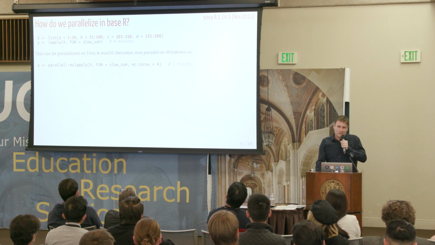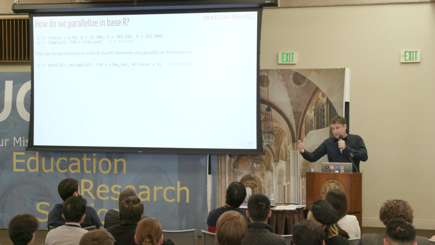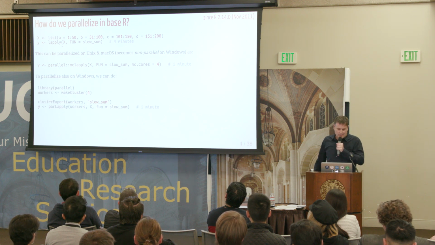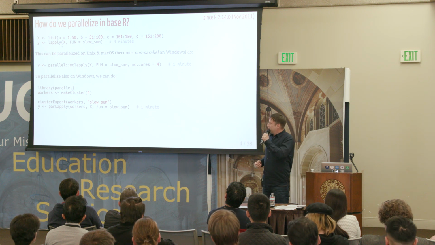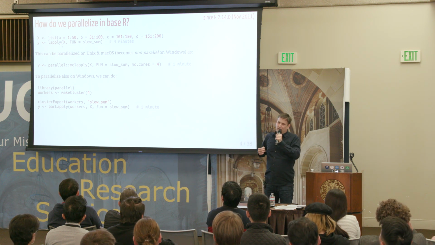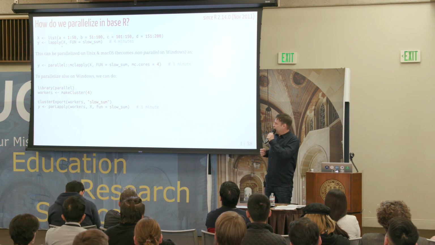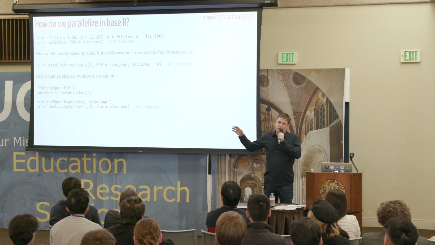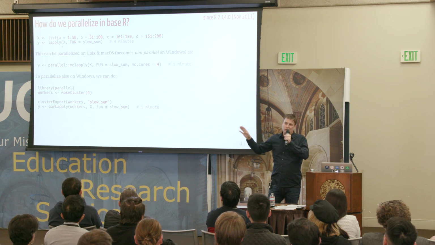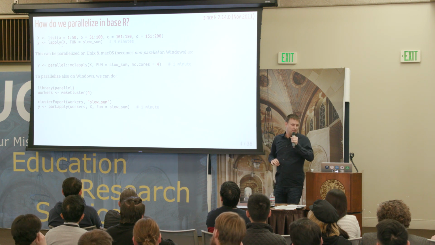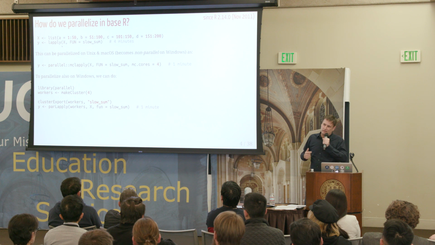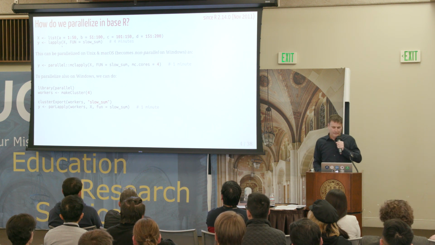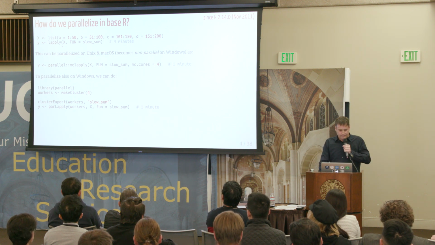If you're on Windows, there's another solution that also works on Mac and Unix. You can create a cluster of background R processes. Here I create 4 background workers, and now you have to tell each of the workers that I have a function called slow_sum. I pass it over to them, and then I call parLapply. All of these give the same thing here.